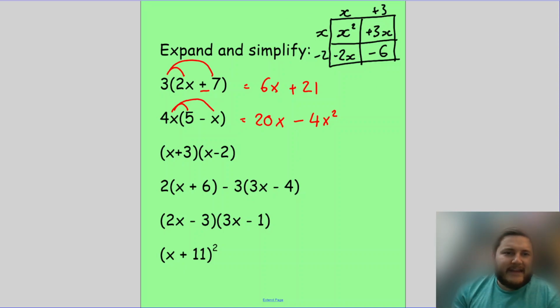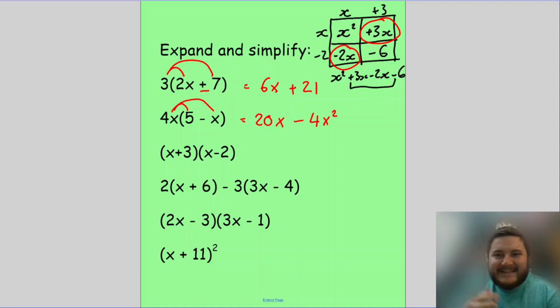Now we just need to collect together the like terms, right? Because this term here and this term here both have an x in. So if we were to write this out, we would have x squared plus 3x take away 2x take away 6. But this plus 3x take away 2x, well, that's the same as saying plus 1x, or just plus x. So the answer to this is going to be x squared plus 1x, or just x, take away 6.